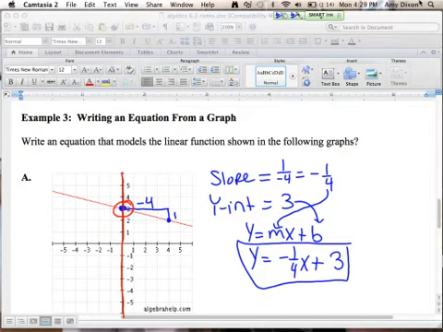So the key is to find the slope, find out where it crosses your y-axis, and then plug it right into that y equals mx plus b form.